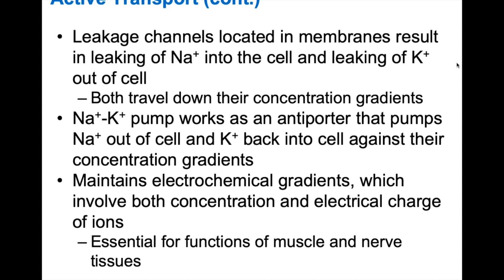So the sodium potassium pump is going to work as an antiporter that I said earlier. It's going to pump sodium out of the cell and potassium back into the cell, because passive transport's letting them move the opposite directions, but we need their concentrations to be different in order to contract our muscles and to send signals through our nervous system, right? So we have to move them back against their concentration gradient. We're going to need ATP to do that because they're going in the upstream or the wrong direction, essentially. And as I said, this is essential for our muscle and nerve functions.